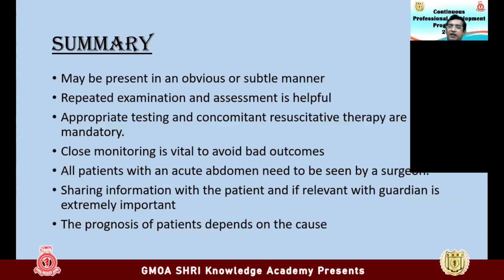So basically, even though you attended these patients early and planned your management properly, the final prognosis depends on the underlying cause and the patient's comorbidities. So those are the important things that we should remember when we are assessing a patient with acute abdominal pain or an acute abdomen.